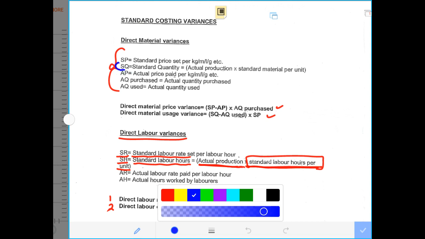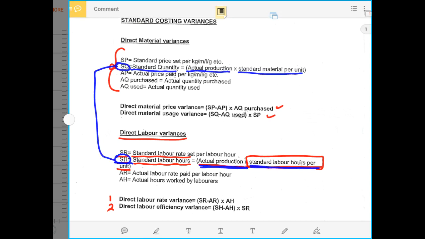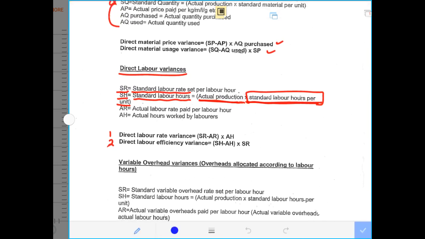We had SQ, which was standard quantity, and now we have SH under labor, which is standard hours. And there is commonality between the two, because in the calculation of standard quantity, we take actual production and multiply that by the material needed to complete 1 unit. And once again, under the standard hours, we take the same actual units completed, or actual production, but we multiply this by the number of labor hours required to complete 1 unit. So also take into account this simple way on how you can master the variance.